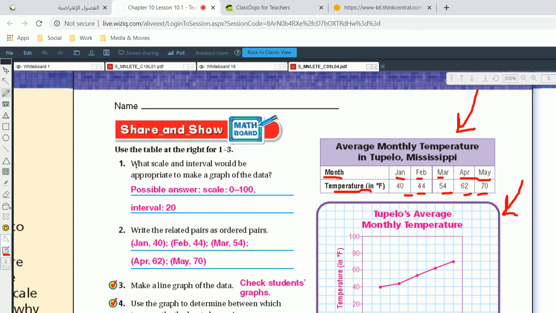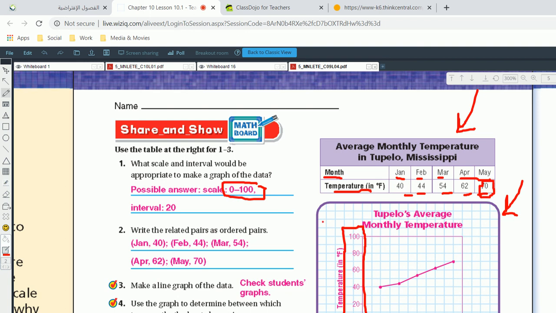He asked the first question: use the table at the right for 1 to 3. What scale and interval would be appropriate to make a graph of the data? Okay, what is the scale here? To get from 40 to 70, what is the scale? From 0 to 100. So you have to divide this to reach 100, from 0 to 100, because the greatest number here is 70.